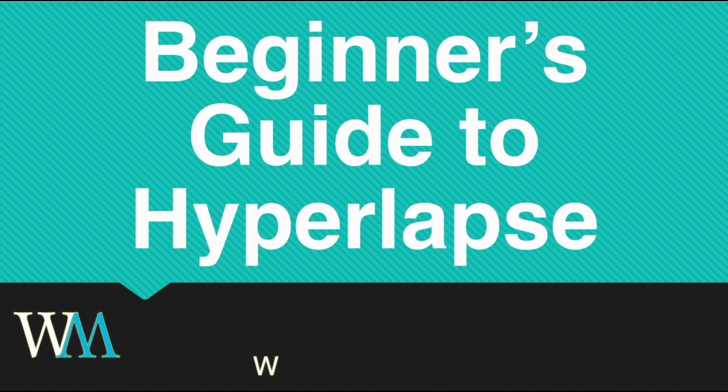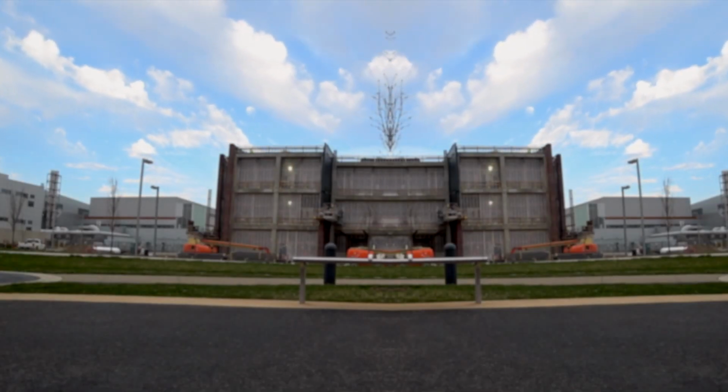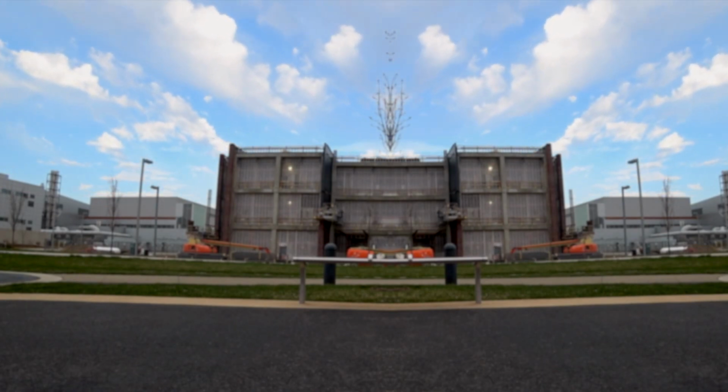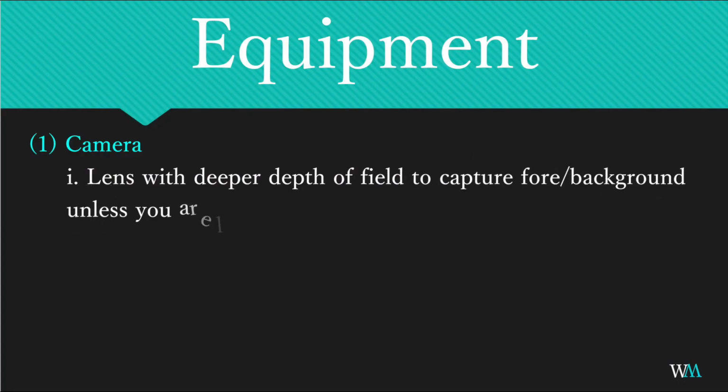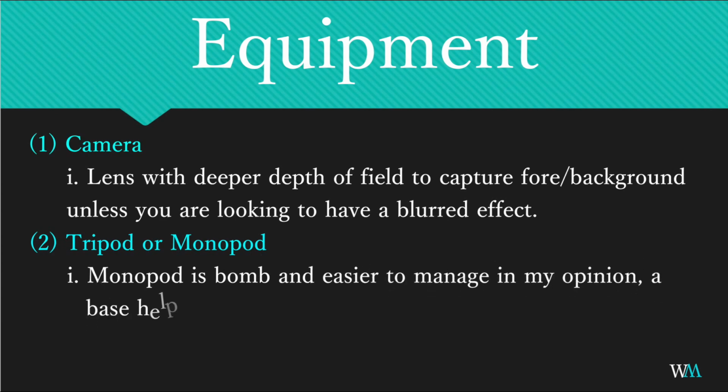Let's start off this tutorial. These next 3 slides are the basis of how hyperlapses are shot. The first slide is talking about the equipment that you're going to need to be able to do it. If you can get a tripod or a monopod with the base, that would be optimal. And make sure you have a lens that has a deep depth of focus, so that way you're able to capture not only the foreground but the background as well.